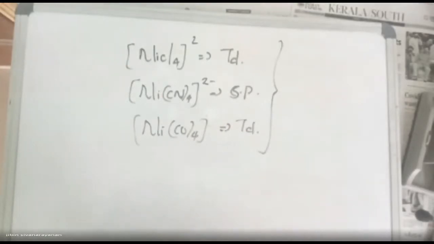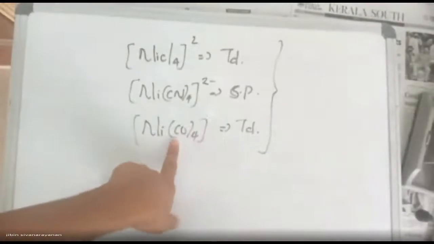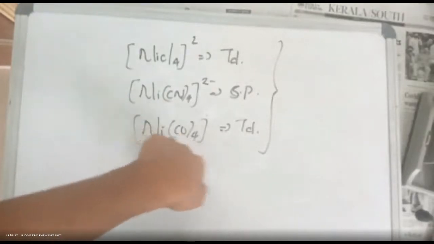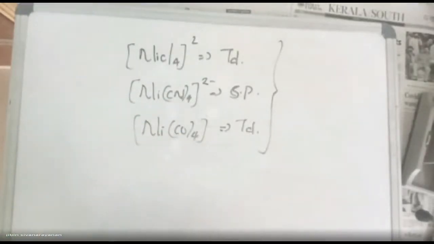Okay. But what about this one? Carbonyl group. This is also strong, about as much as CN, right? But this will give tetrahedral. Did you find any difference?